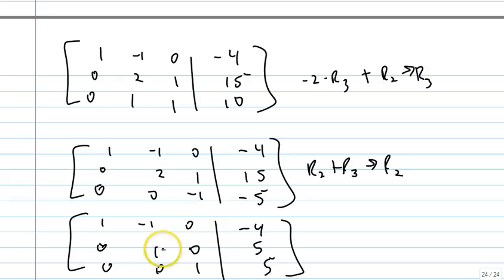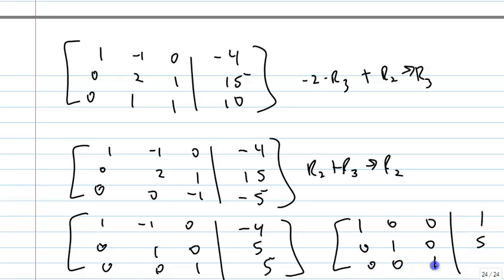So you could add row 2 and row 1 together. This would go to 1 and 0 and 0 and 1. Okay. Does that make sense? Yeah. So once you do that, it would be 1, 0, 0, and 1, 0, 1, 0, and 5, 0, 0, 1, and 5. Okay. X equals 1, y equals 5, z equals 5.